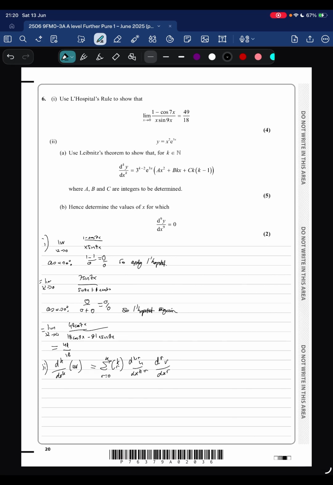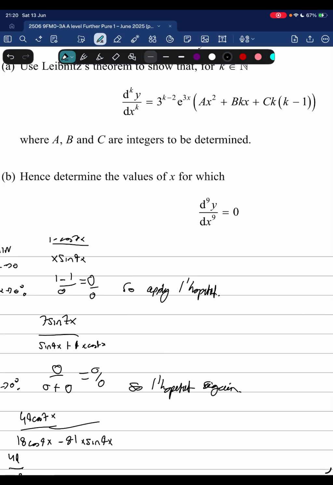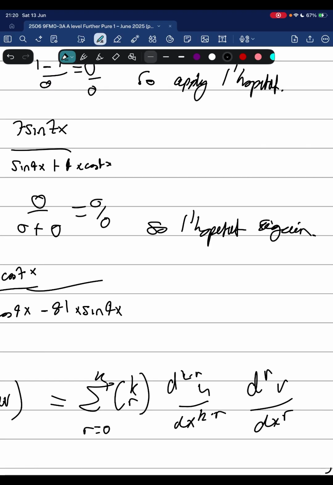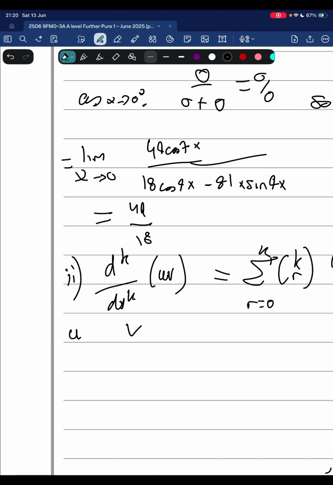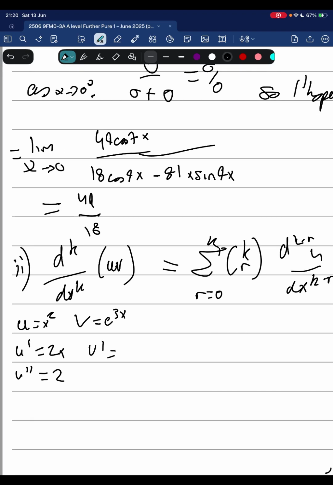Okay, so we have u, this is u and this is v. So u dash is 2x, and then u double dash equals 2, and anything further equals 0. And v dash is 3e to the 3x, and then so on. So that means only 3 of the terms are going to be in the expansion, because the rest go to 0.